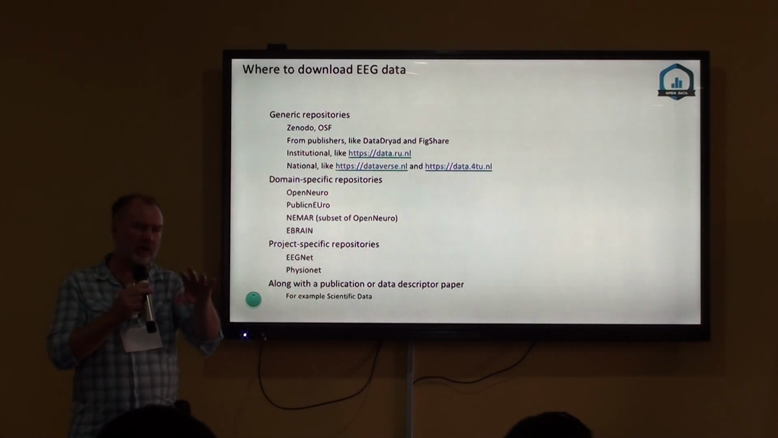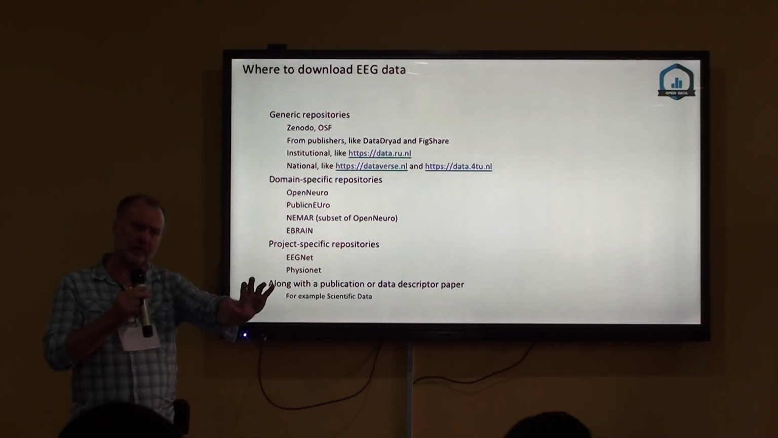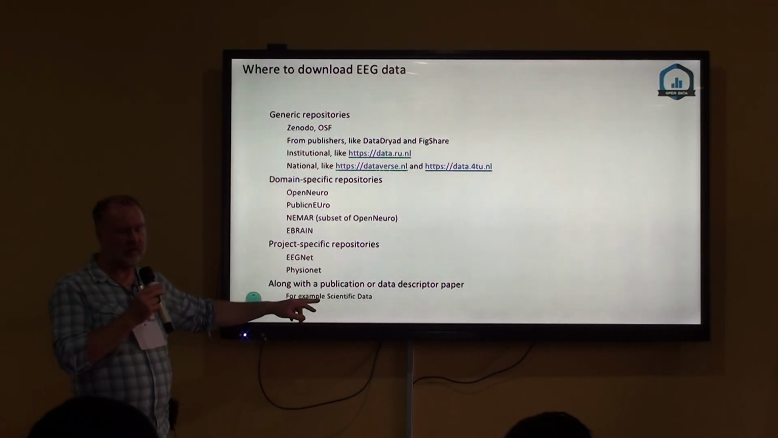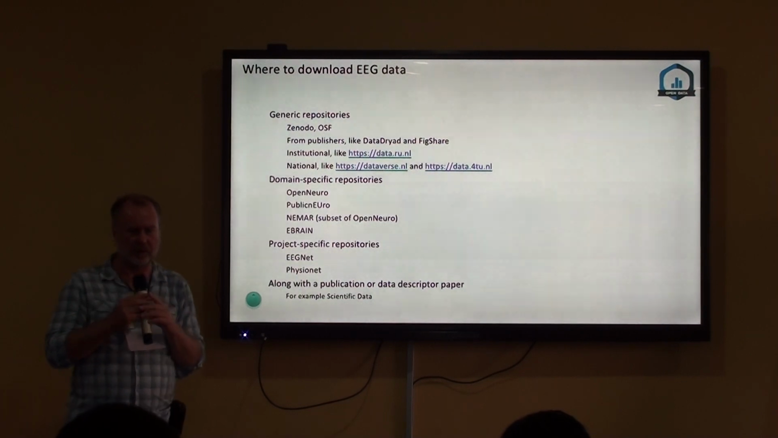And then the requirement for Scientific Data is that if you describe the data, you also have to provide a pointer to where the data is. So this is really an excellent place to find a very detailed description of the data, plus the data that goes with it.